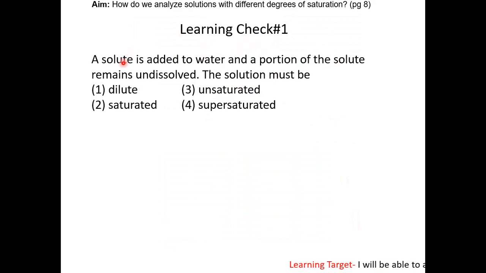Learning check number 1. A solute is added to water and a portion of the solute remains undissolved. The solution must be what? Pause the video and resume as completed. Since some of the solute remains undissolved, it must be a saturated solution. Choice 2.